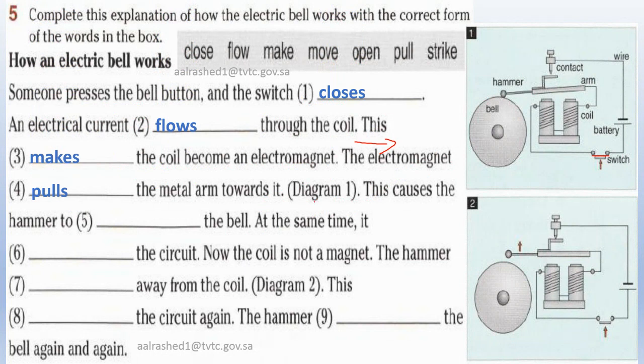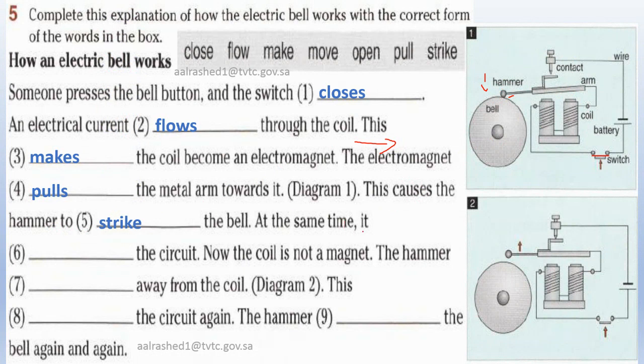Diagram 1. This causes the hammer to, okay, what happens? Look at the hammer, it goes in this direction, strike. So this is the meaning of strike. The hammer strikes, hits the bell.